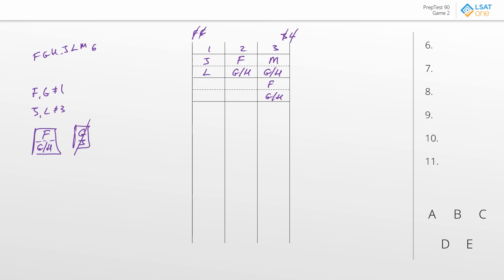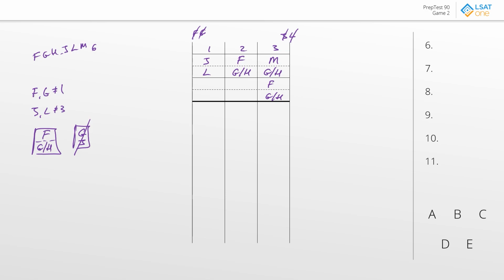For the sake of this game, let's just go with what we have as is. Now, to the question. The first question is our standard exclusion question, which as usual asks us for what could be a complete setup. And the way that we approach these, as usual, is just based on the original rules.